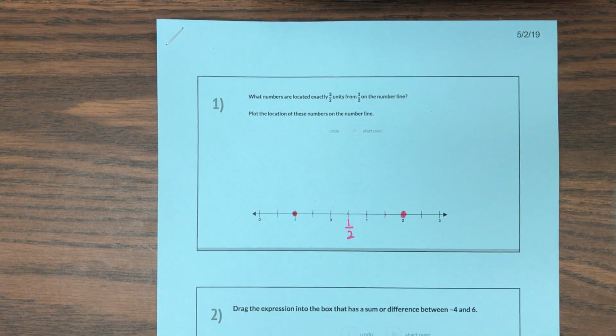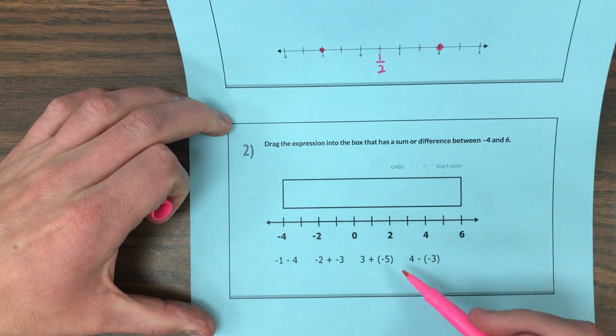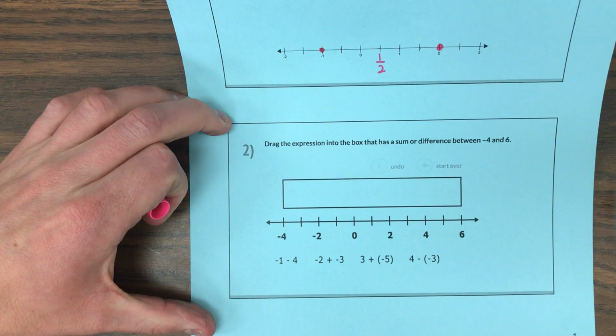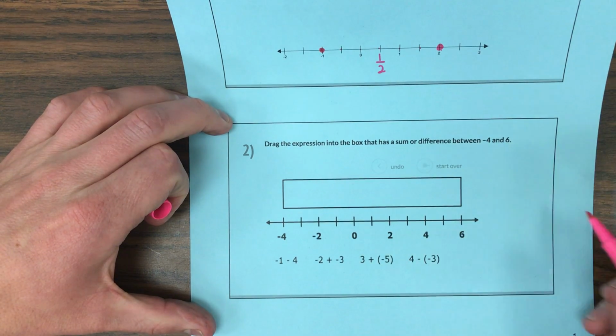All right, the second one says drag the expression into the box. So that's like what you would do if you were taking it on a computer. Drag the expression into the box that has a sum or difference between -4 and 6. So we're not going to drag it into the box. I just realized it's not on the screen. So we're not going to drag any of these into the box. I guess we can just circle the one we want or write it in the box.